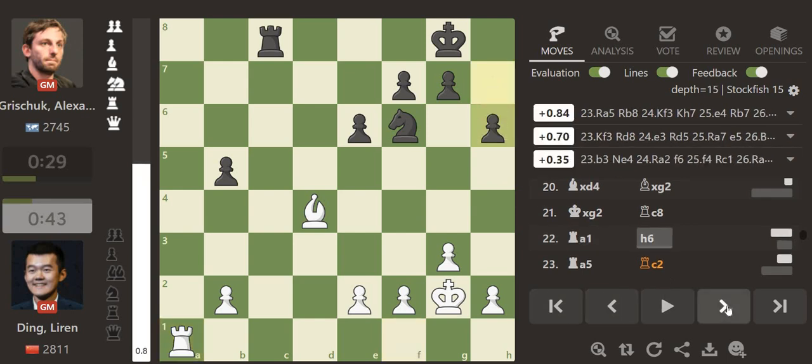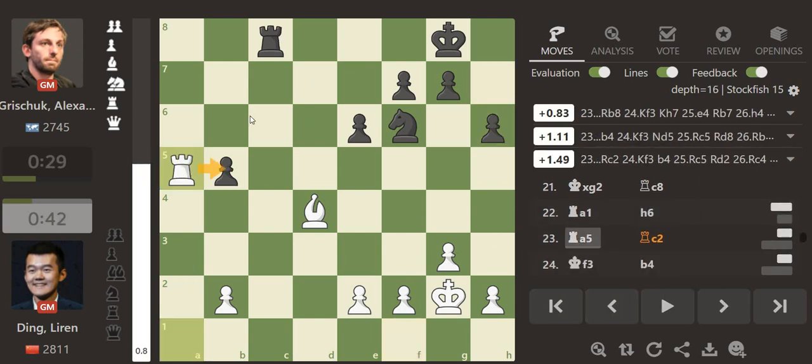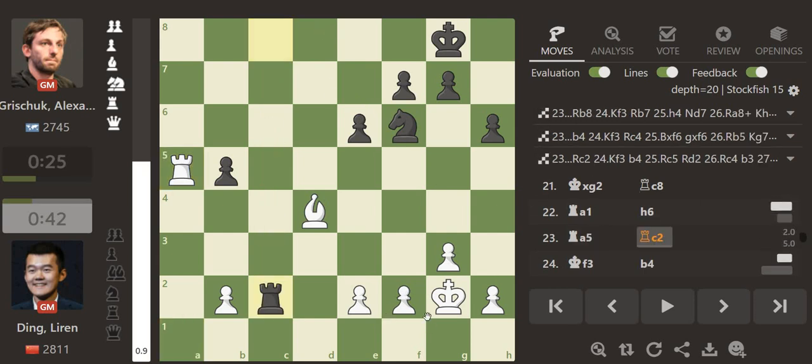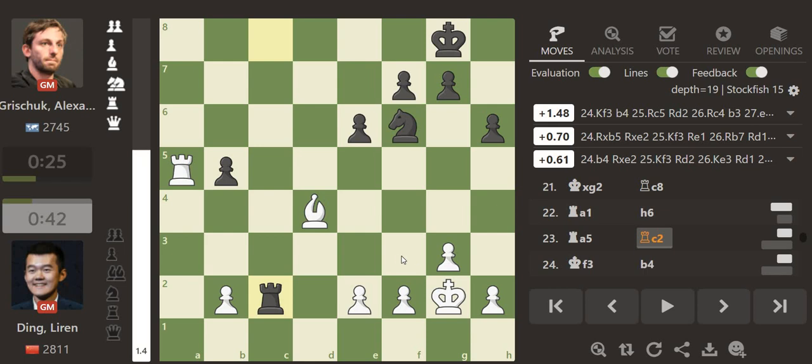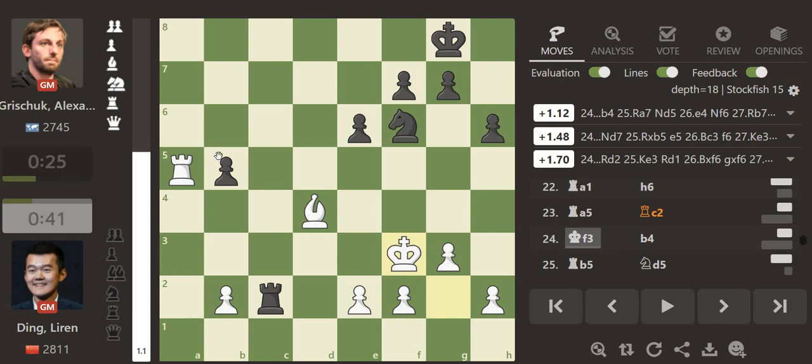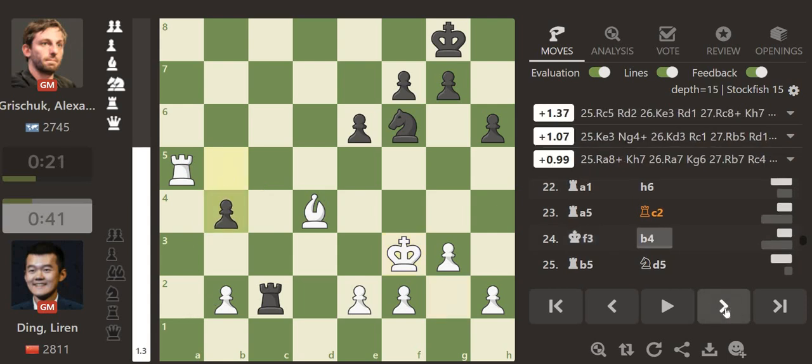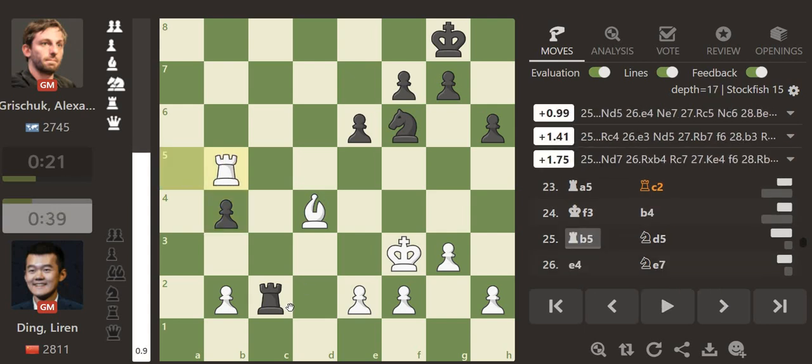A1, h6, and a5 attacking this pawn. But now we have c2, and this just doesn't work. Because now we have f3. And now we have b4 over here. And now we have b5.